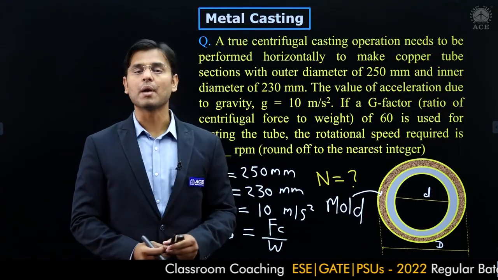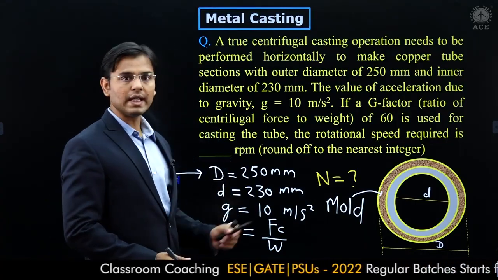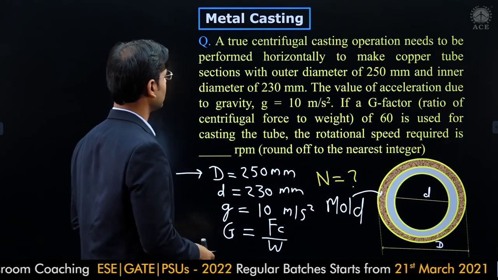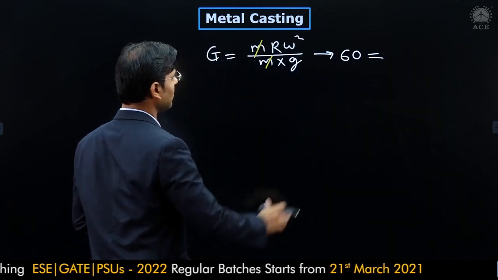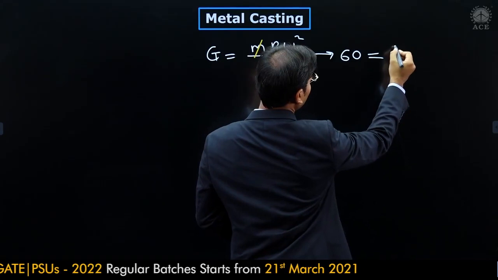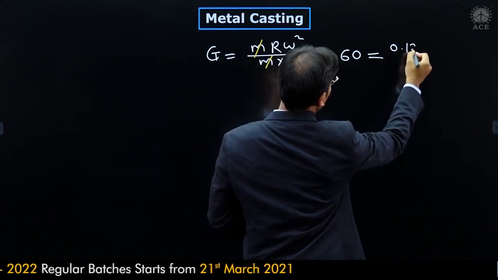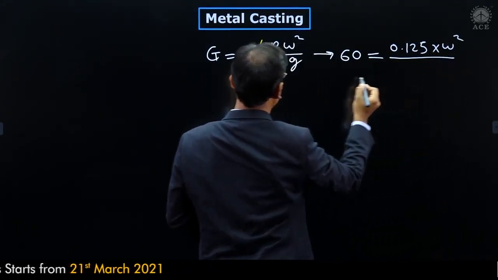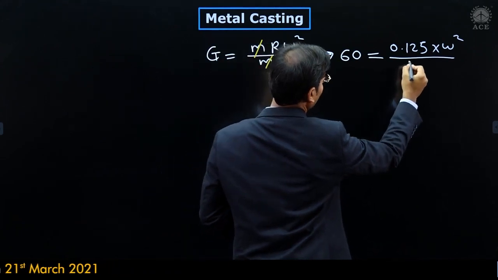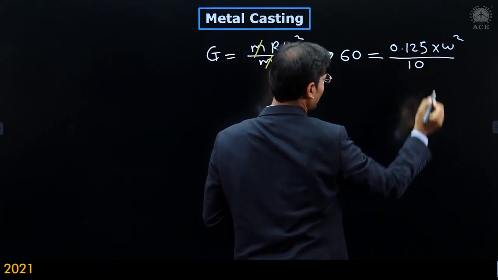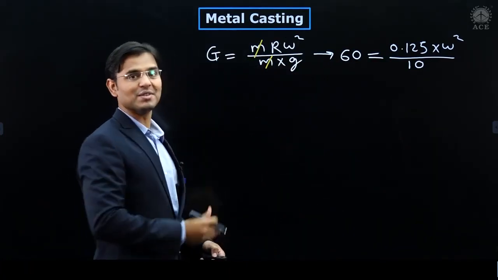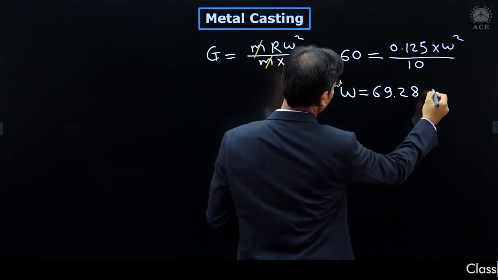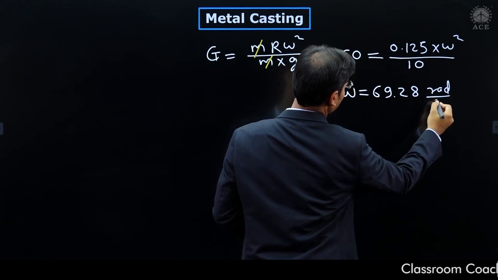And now we have to take capital R. But diameter, capital D is given in millimeter. I am converting that into meter. It is 250 millimeter, so here I am writing R is 125 millimeter. Then it is 0.125 meter into omega square divided by g. What is the value of g? Don't take by mistake 9.81. It is given in the problem, that is 10. Omega is 69.28 radian per second.